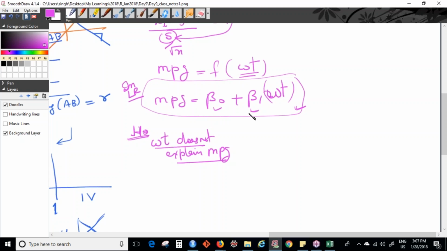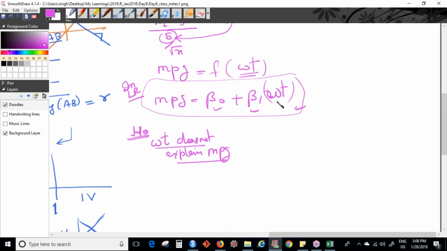Now when will that be true? What will you do to this equation so that weight will not influence miles per gallon? How can you decide this? Anybody? How will you put this in this equation so that this becomes true? Yes, guys. When will weight not influence your miles per gallon? Yes, exactly. When beta 1 is 0.